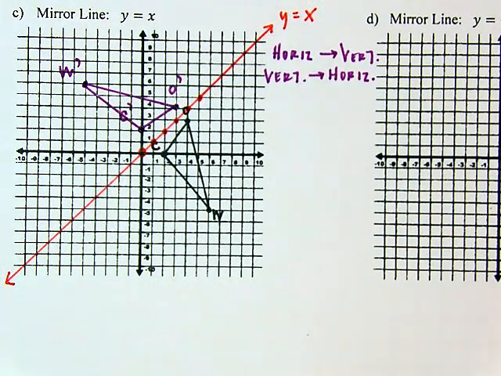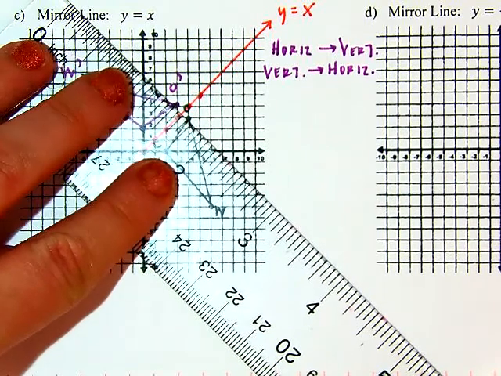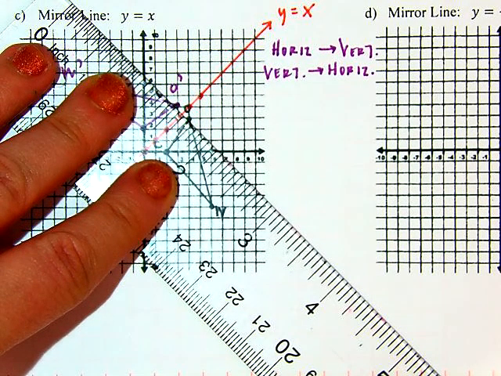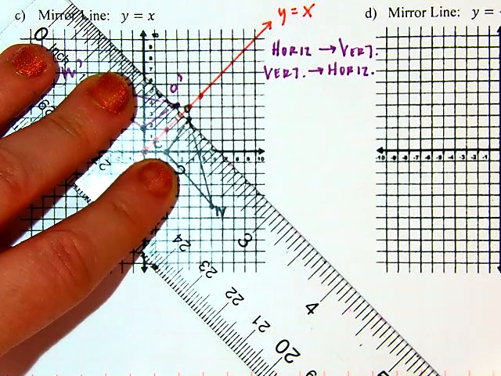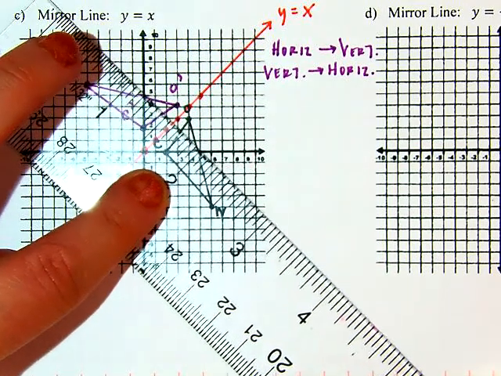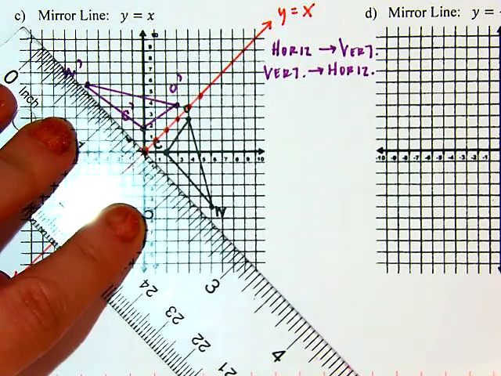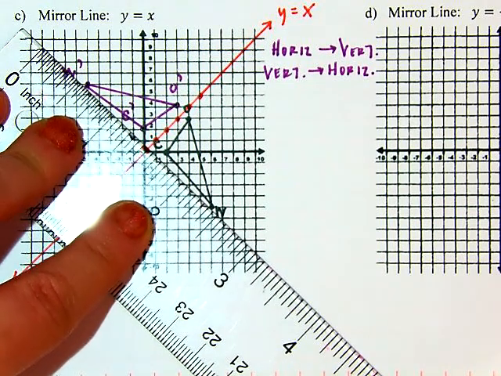So remember that I could always connect the O's and show that it's a perpendicular pathway. Remember that the mirror line is a perpendicular bisector of this segment right here. If I do the same thing with my C's, right, I'm seeing that same relationship. And if I do it with the W's, right, I'm seeing the same exact thing.